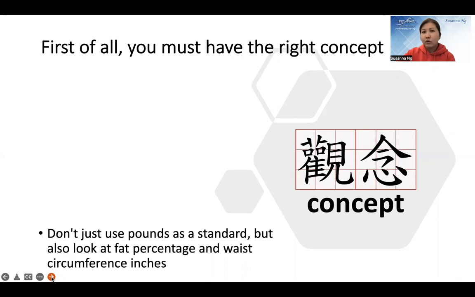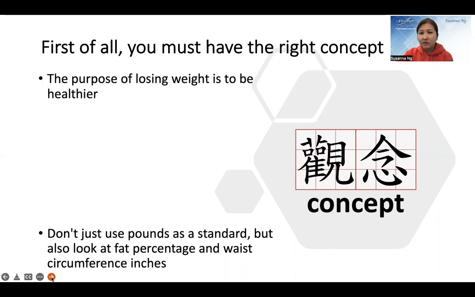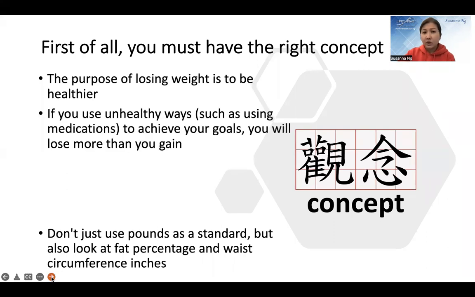First of all, you must have the right concept. The purpose of losing weight is to be healthier. You cannot just stop eating, just drink water, or just do a lot of exercise without enough food to support your organs and tissue function, right? So we need to have the right concept.